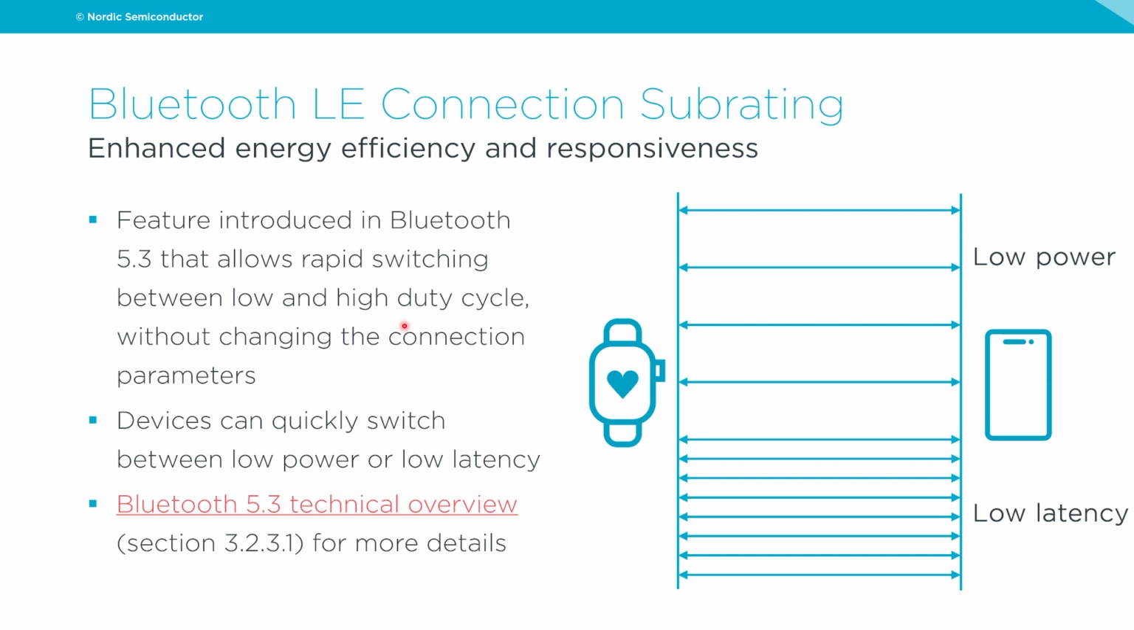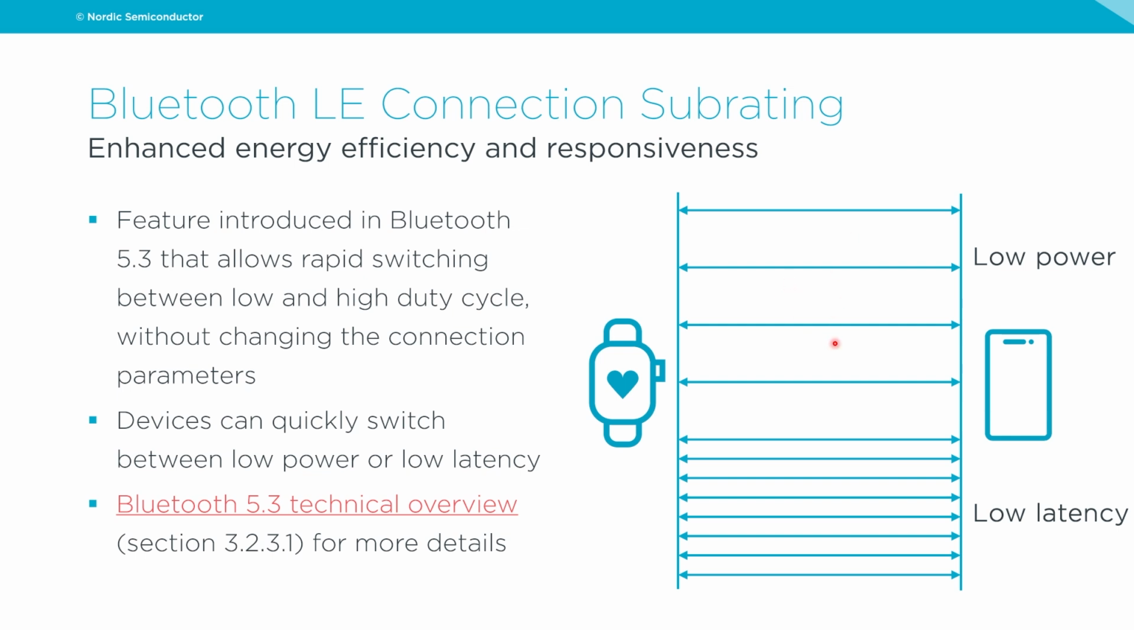Like I mentioned, going a bit deeper into this Bluetooth LE connection subrating. What this gives you is an enhanced way of making applications that are more energy efficient as well as more responsive. This feature was introduced back in the Bluetooth 5.3 specification, and it allows you to really quickly switch between a low and a high duty cycle connection without changing the connection parameters. And why is that important?